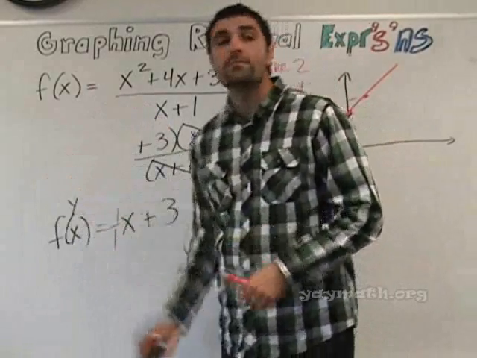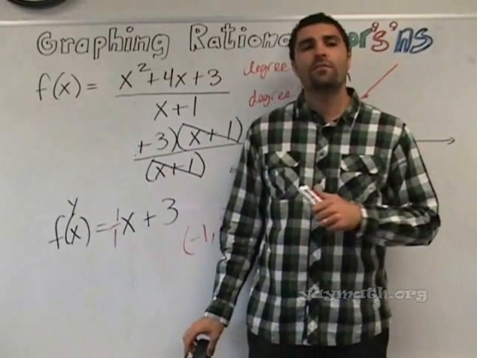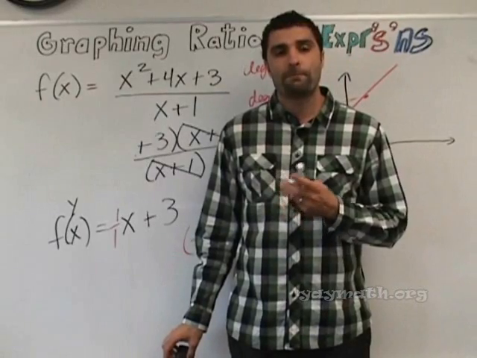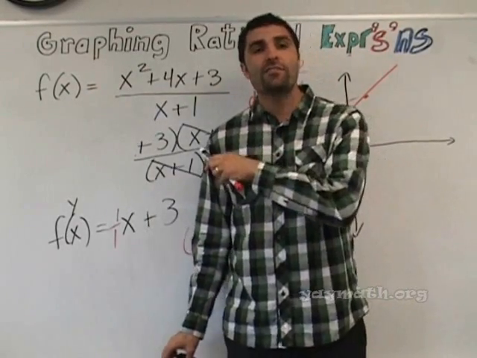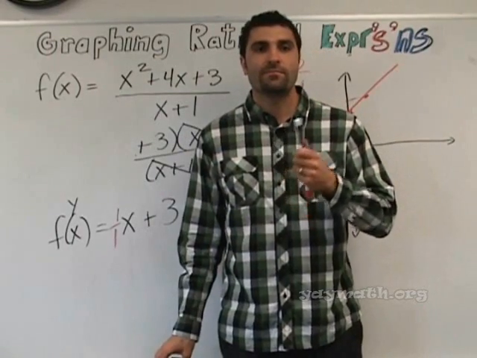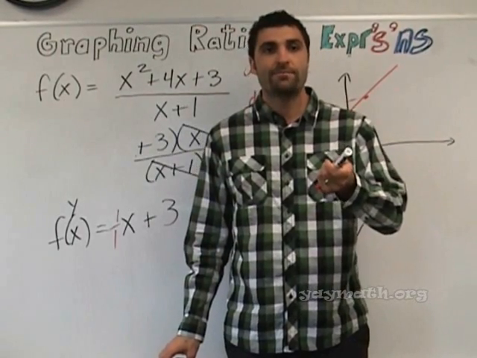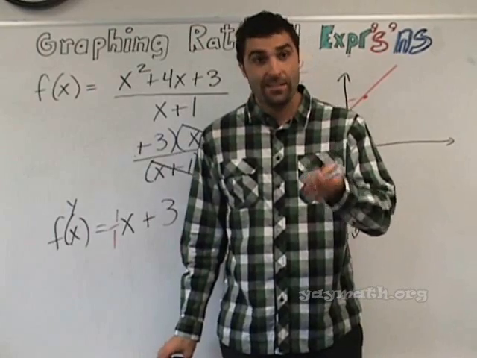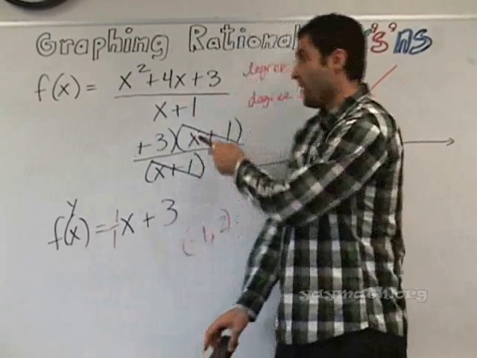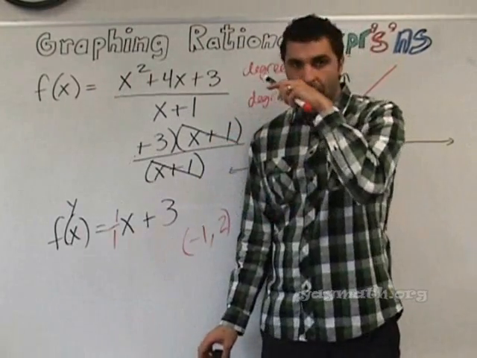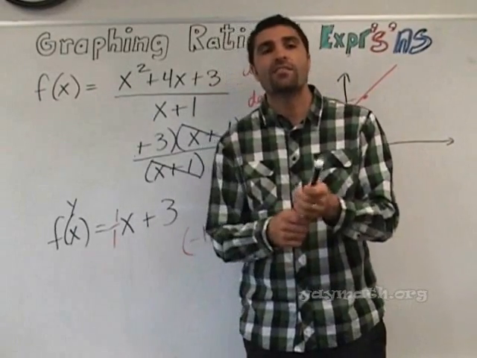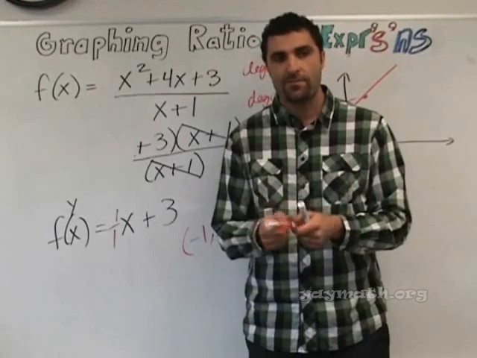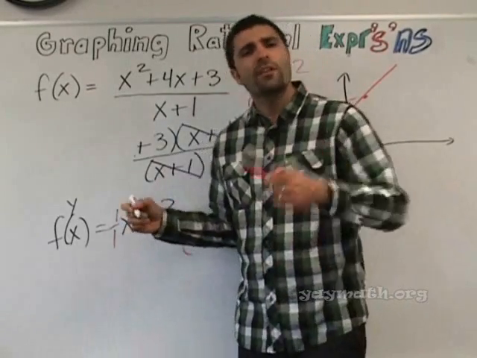I still don't really understand holes. I don't know why, if a factor cancels, it becomes a hole. If a factor cancels, top or bottom, or either, then it's a hole. It's called point discontinuity, and it's on the first page of your notes. My brain doesn't work. Okay, we're going to go over it again.